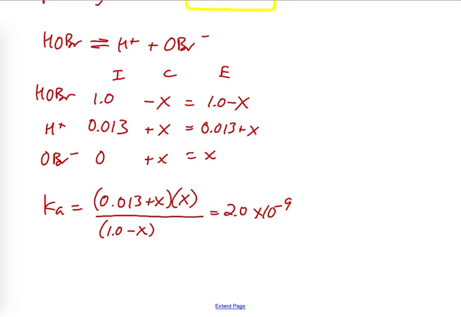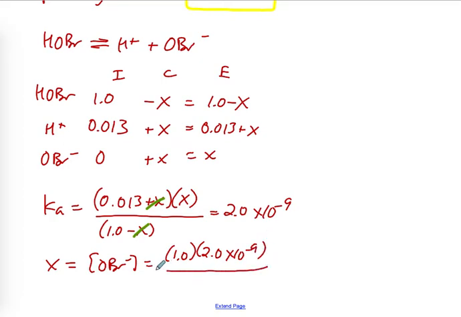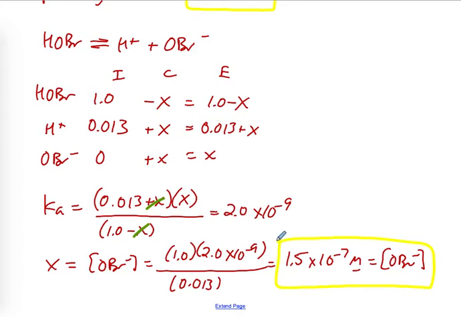So I'm going to cancel x when I'm adding it to or subtracting it from anything, so that's both the numerator and denominator. So that simply gives me x, the concentration of the hypobromite anion, is equal to 1.0 times Ka divided by my initial concentration of H plus, or 1.5 times 10 to the negative 7th molar as my concentration of hypobromite. Okay? So another example of how we can use the ice table to calculate equilibrium concentrations.